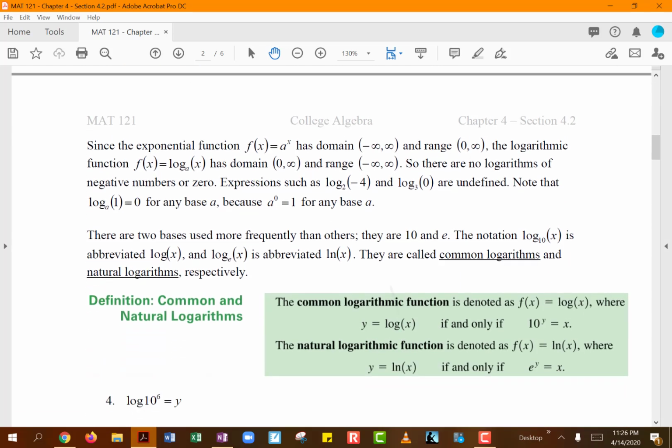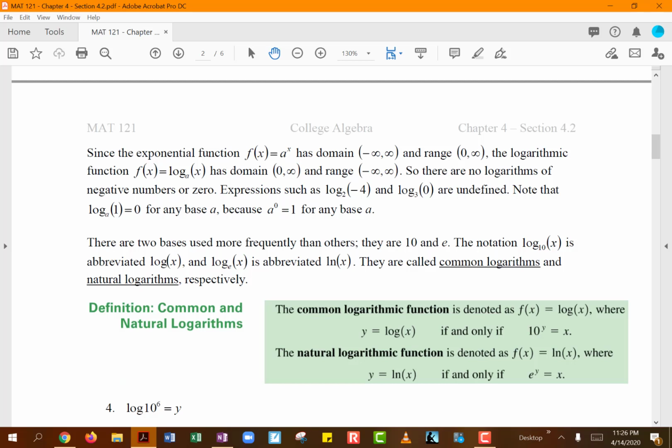Alrighty, now remember, for the exponential functions, your domain was negative to positive infinity and range was going from 0 to infinity. So since the logarithmic functions are their inverses, that means your domain and range will switch places. So now for the logarithmic function, the domain will become 0 to infinity and the range will become negative to positive infinity.